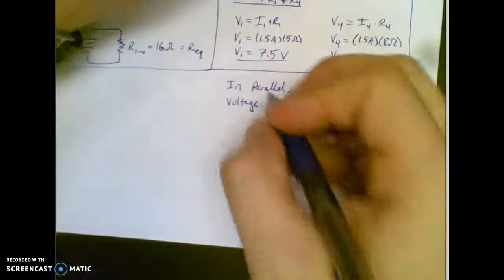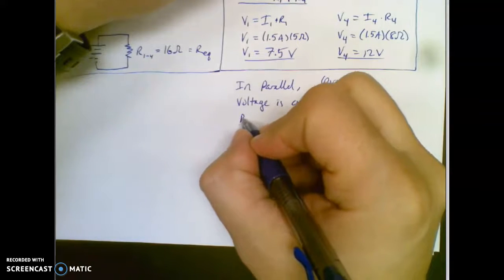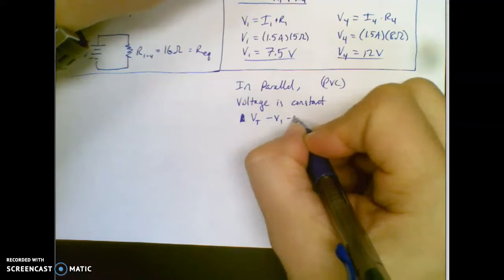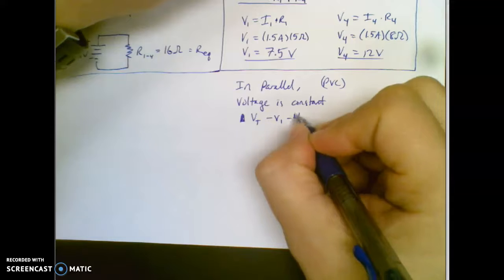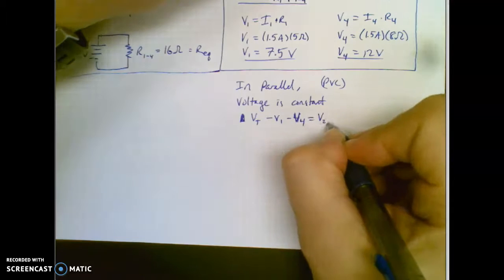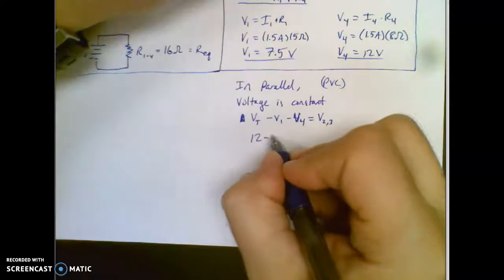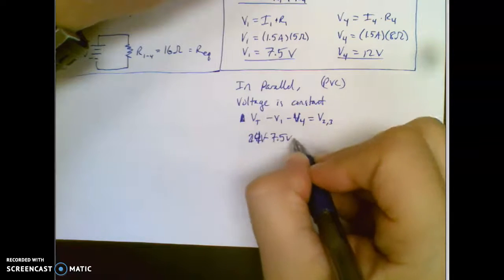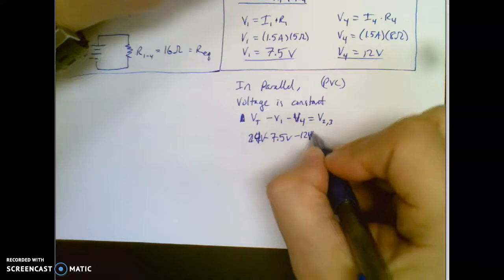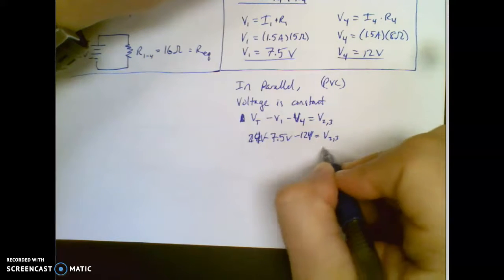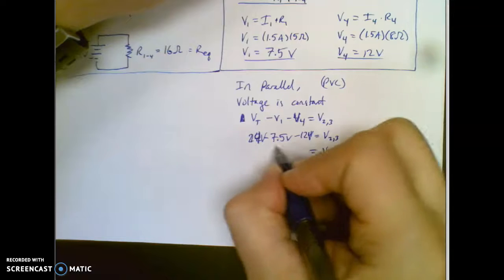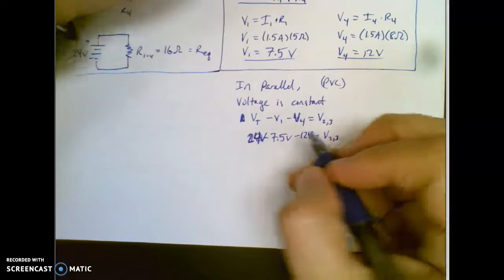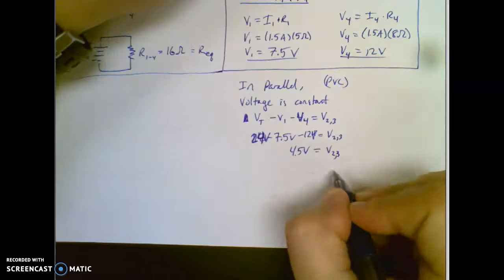So to summarize down here, voltage total minus voltage at 1 minus voltage at 4 will equal voltage at 2 and 3. So 24 volts minus 7.5 volts minus 12 volts equals the voltage at 2,3. So this looks terrible because my writing was bad, but the total is 4.5 volts on both of them.